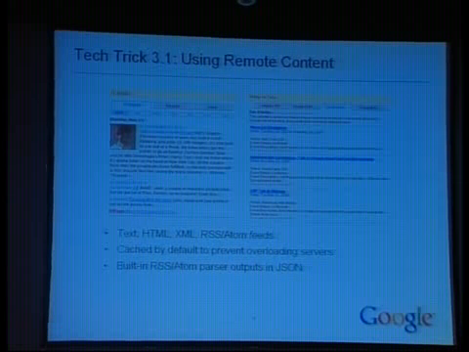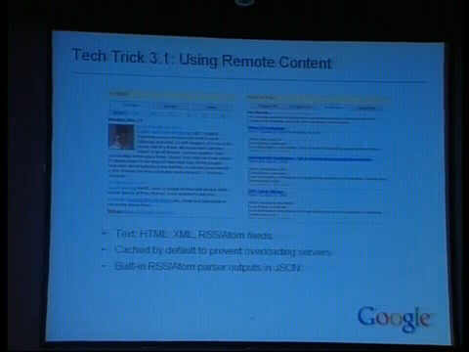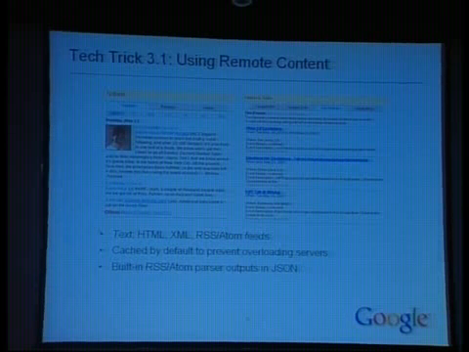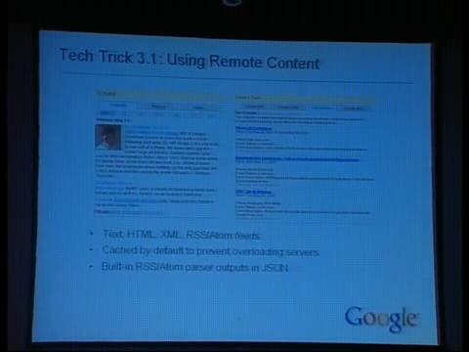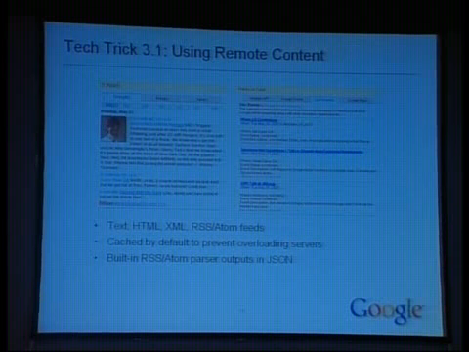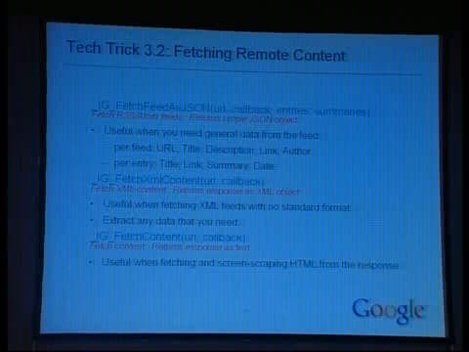Probably the most useful feature inside gadgets is using remote content. For example, there's a date time gadget which just displays the date and the time. It really doesn't need any remote content. But if you have a gadget that displays anything like news or data that changes periodically, you want to use remote content. There's three ways to fetch the remote content.